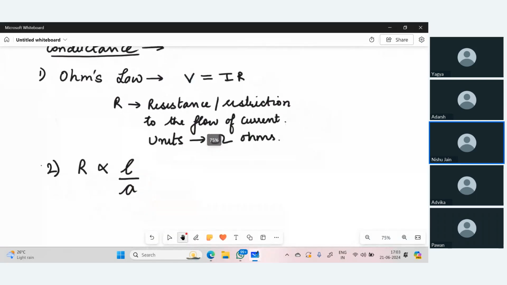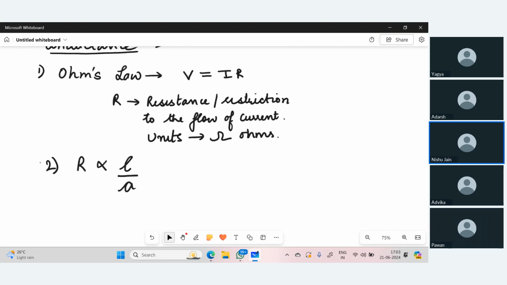R is directly proportional to length and inversely proportional to area of cross section. And if we remove the proportionality sign, we add one constant, which is rho. R is equal to rho L by A. What is rho here? Rho is resistivity, or it is also called specific resistance.